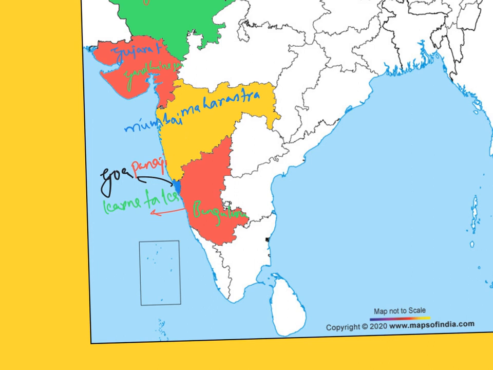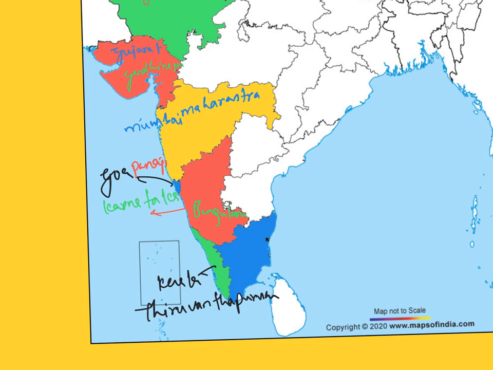And this is Kerala. Its capital is Thiruvananthapuram. And this is Tamil Nadu. Its capital is Chennai. And here Andhra Pradesh.